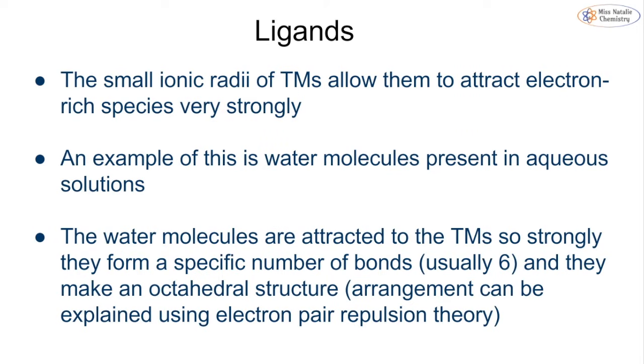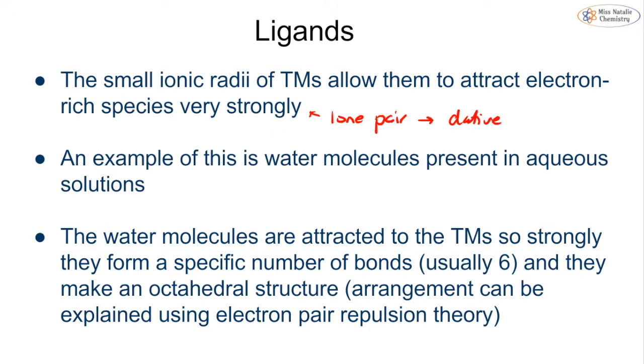Now, why does this happen? Well, the very small ionic radii of transition metals, when they become ions, allows them to attract very electron-rich species. In other words, they attract the lone pair. And when they attract that lone pair, as we've said, it is forming a dative bond. So the most common example is actually water molecules that are present in aqueous solutions. So you may have heard of hydrated copper or hydrated iron, and this is because the water molecules are acting as ligands all around these transition metals.